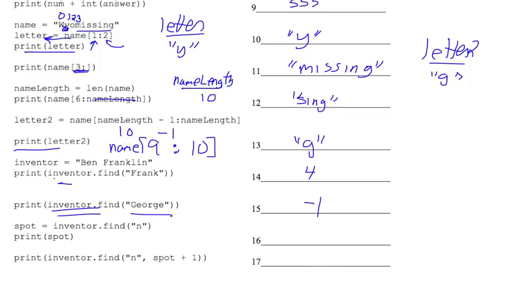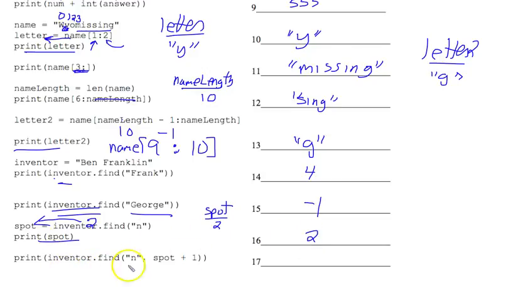Number 16, is the letter N in spot? Well, let's go to inventor, which is still Ben Franklin, and find the first N and find what position it's in. Okay, that N right there in Ben is 0, 1, 2. So the number 2 is stored in the variable spot. The variable spot here is the number 2, and that's what prints, so that's easy for number 16.